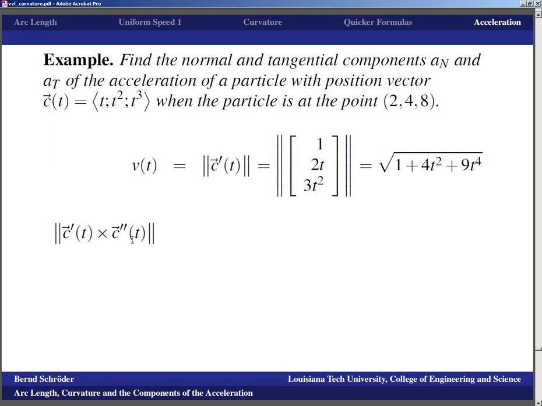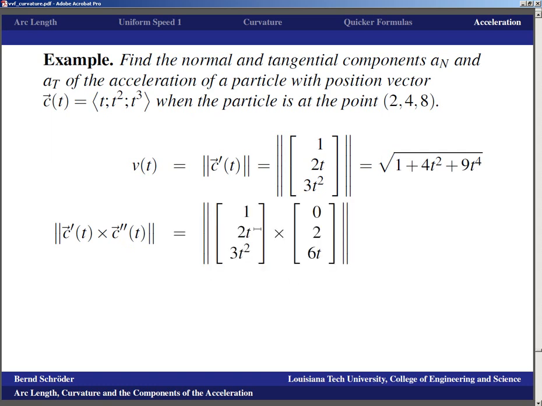We will need the magnitude of c' cross c'' for the curvature, because the curvature is part of the normal component of the acceleration. And so that would be c', which was (1, 2t, 3t²), cross (0, 2, 6t), which was c''. And if we compute that cross product, well, okay, so that would be 12t² minus 6t², so that'll be 6t² at the top.